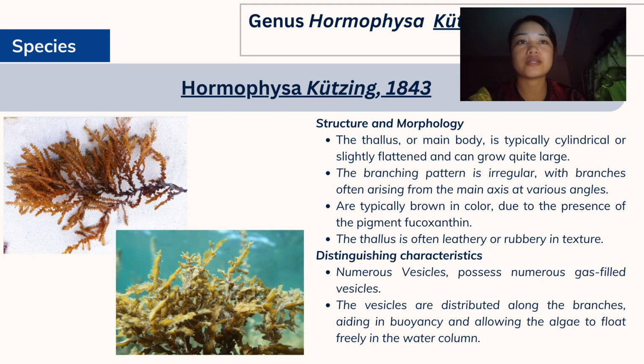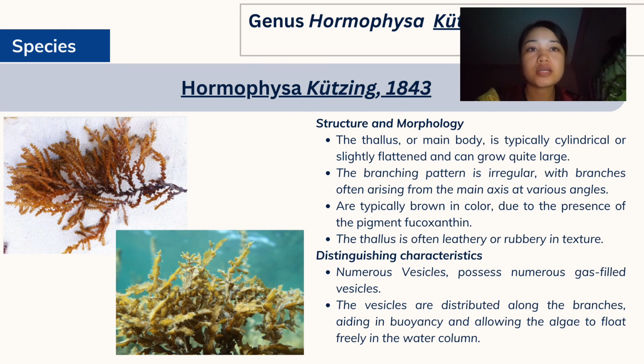Next is the Hormophysa. This species is also under the family of Sargassaceae, and it is not found in the Philippines. The structure of this Hormophysa is that the thallus, or the main body, is typically cylindrical or slightly flattened and can grow quite large, and the branching pattern is irregular, with branches often arising from the main axis at various angles, and are typically brown in color due to the presence of the pigment fucoxanthin. And the thallus is often leathery and rubbery in texture.